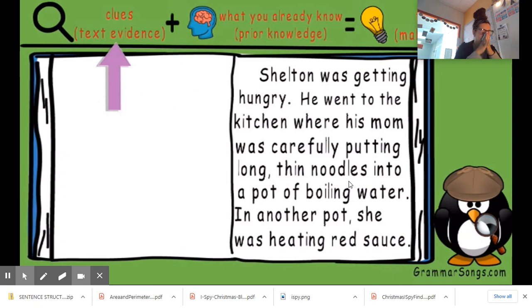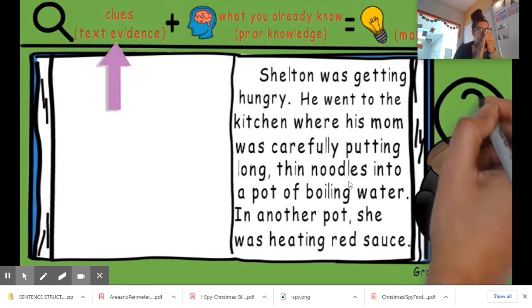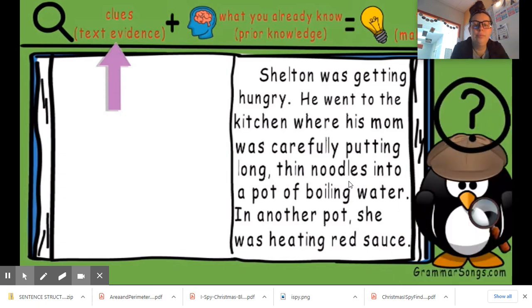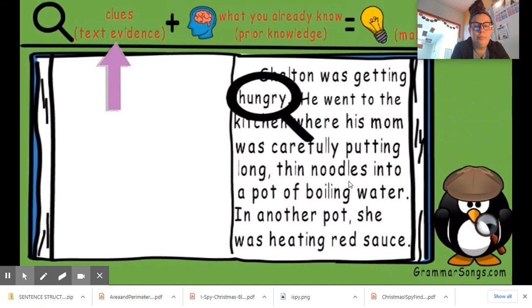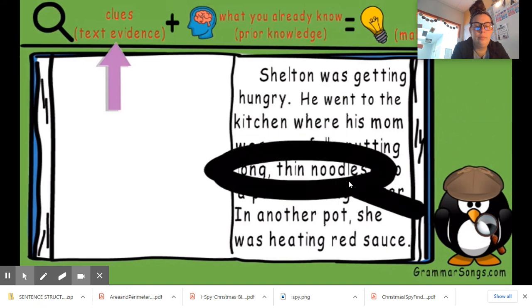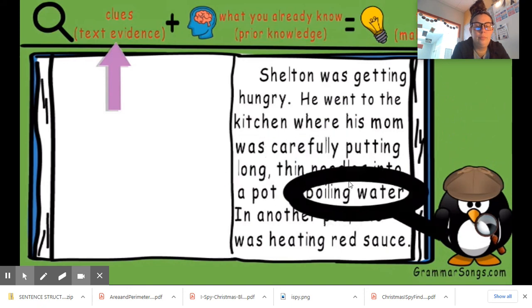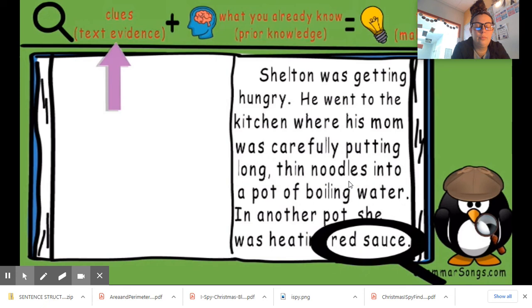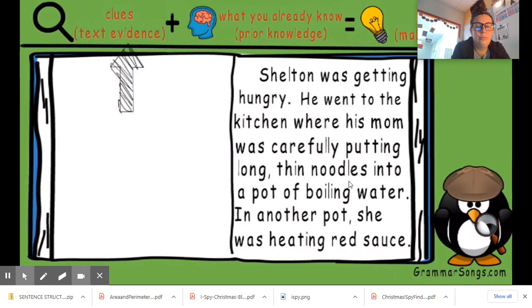First, we need to look for clues in the text. What clues do you see? Well, Shelton was hungry. His mother put long, thin noodles in boiling water and heated a red sauce. Very interesting. Now we need to use what we already know, our prior knowledge.